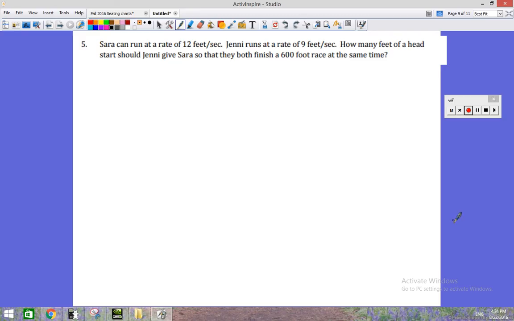Alright, so we have Sarah and Jenny, and it looks like they are in a race, but Sarah is much faster. She can run at 12 feet per second, and Jenny can only cover 9 feet in 1 second. So Sarah is going to give Jenny a head start. How many feet of a head start should Sarah give Jenny so that they both finish a 600-foot race at the same time? So they're both crossing the finish line.